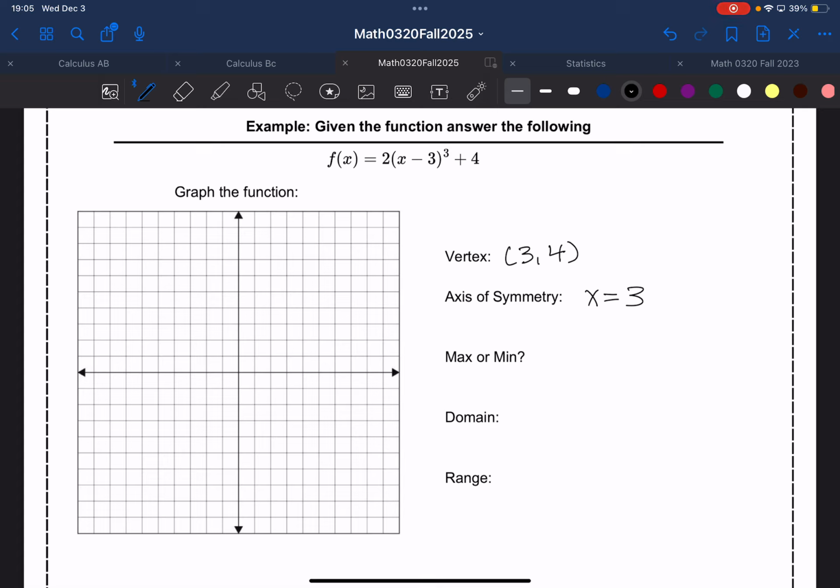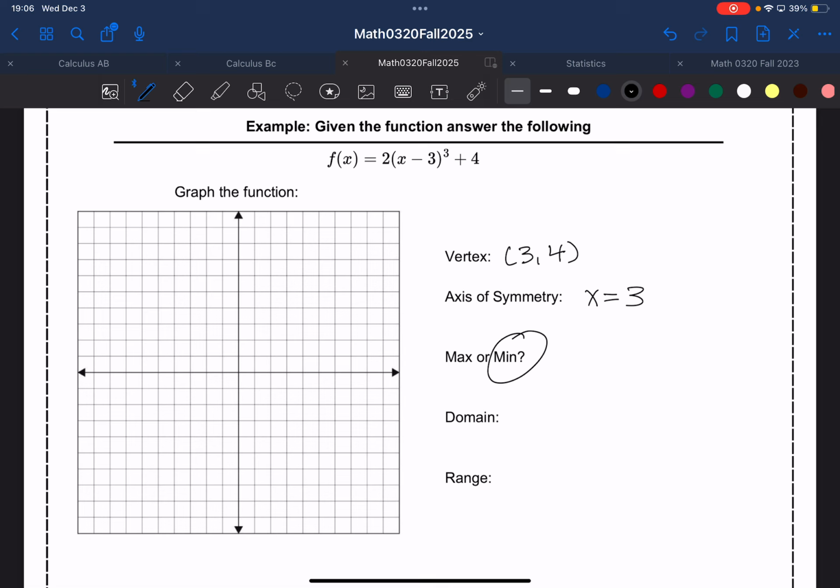Okay, how would I know if this is a maximum or a minimum? If positive or negative a value. So our a value is 2. Is that positive or negative? Positive. So it's going to be facing up, which means we have a minimum. It's always opposite. And that's all you have to do for that one is circle if it's max or min. You don't have to tell me exactly what it is. So it would be 2, but it would be min.